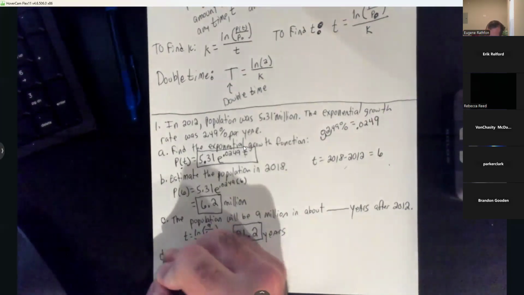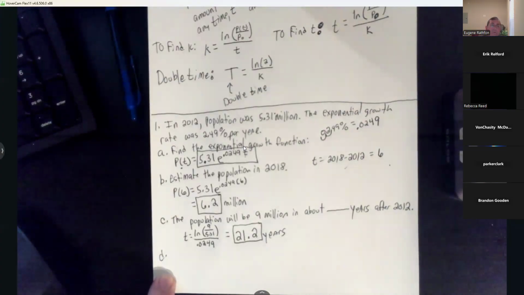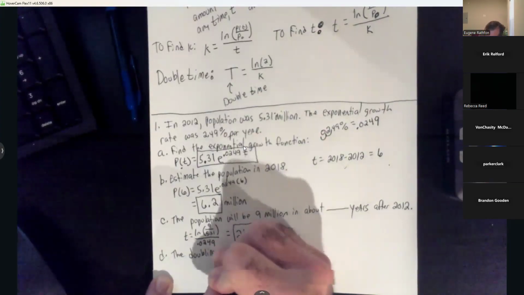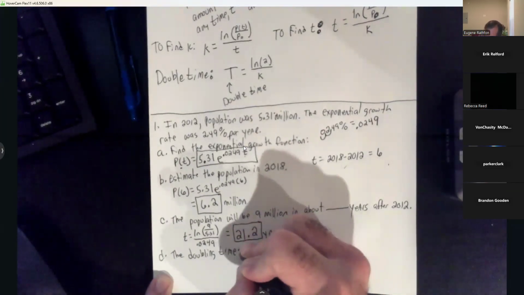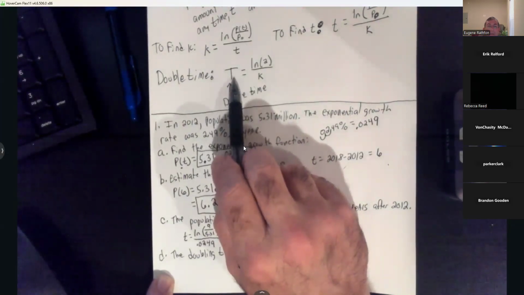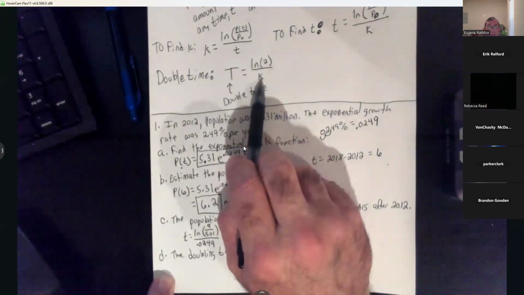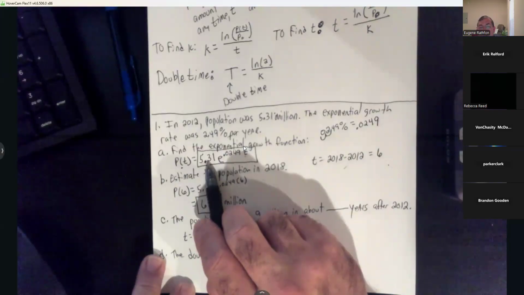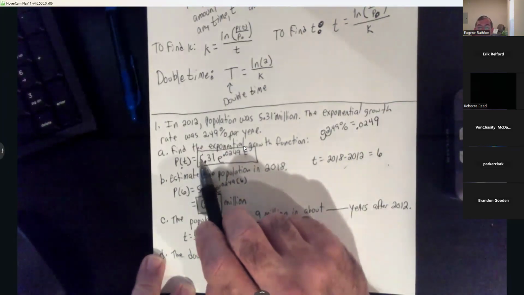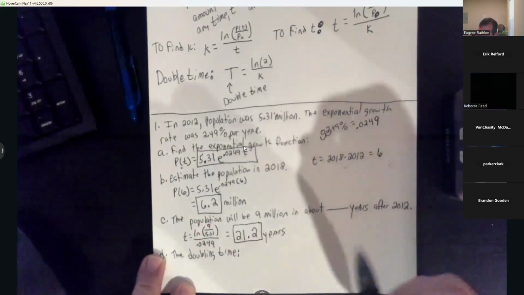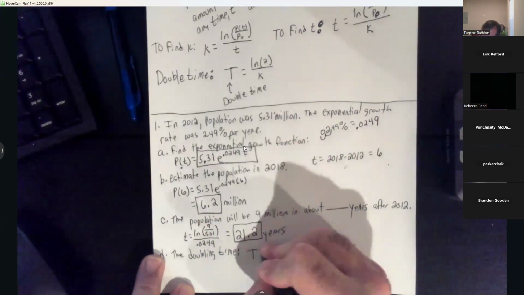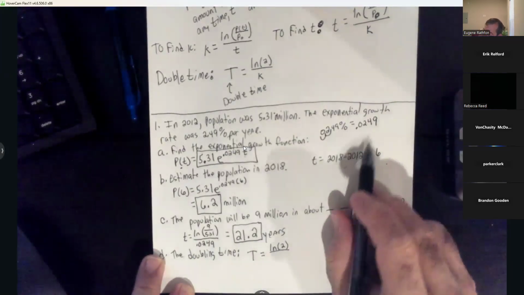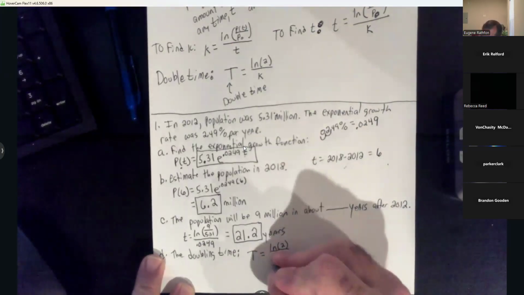All right, and then finally, part D. It wants the doubling time. And I had a formula right here. Double time equals ln of 2 divided by k. This will tell me how long it'll take for the 5.31 to double into 10 million point 62, okay? So that'll be capital T equals the ln of 2 divided by my k, which is 0.0249.